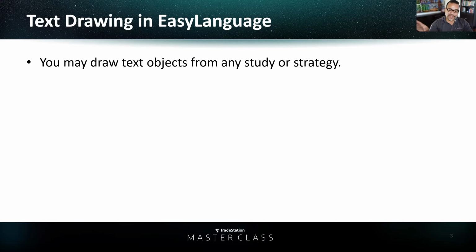So you cannot take those two ideas and have an Easy Language document that does both things at the same time, because they don't work that way. So for a lot of strategy developers, they do struggle with the fact that you have to have the indicator and you have to have the strategy separate if you want to see them both on the chart. For text objects, you can use them both, which is a cool thing. You can use text objects inside of a study, and you can also use text objects inside of a strategy.